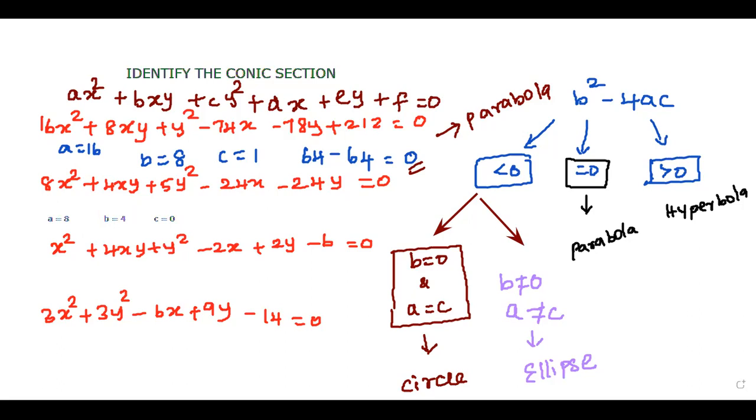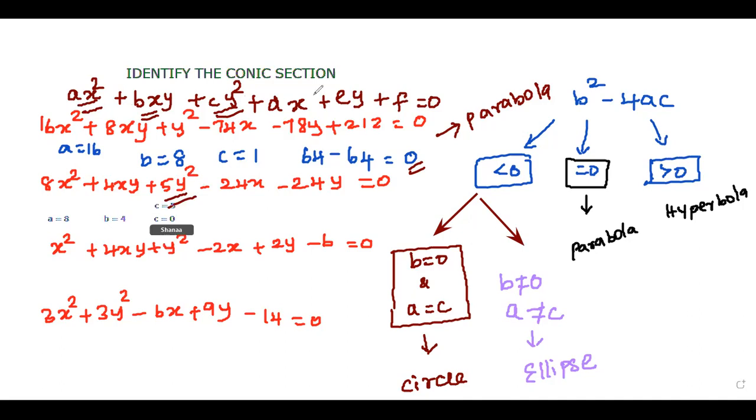Are you sure C is 0? C is not the constant here. C is the coefficient of y squared. Can you see the general form here? A is the coefficient of x squared, B is the coefficient of xy, C is the coefficient of y squared. So here you have 5y squared, which means C is 5.